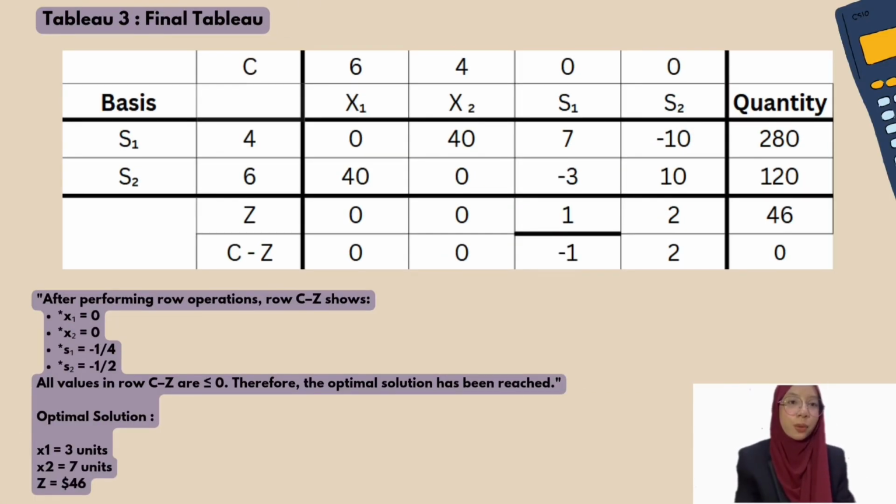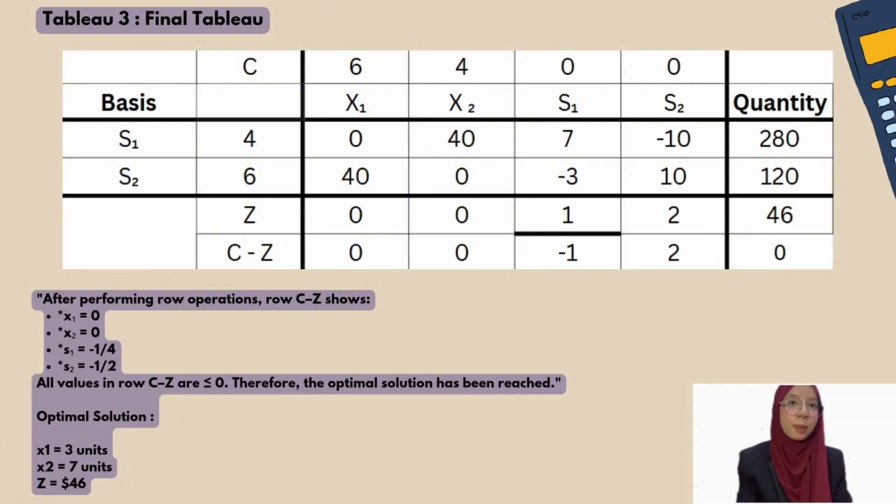Next, this is tableau 3, which is the final tableau. Now, we can see that all values in the C minus Z row are less than or equal to 0. Specifically, the value for X1 is 0, for X2 is 0, S1 is negative 1 over 4, and for S2 is negative 1 over 2. In a maximization problem, this condition, where all C minus Z values are 0 or negative, indicates that no further improvement to the objective function is possible. Therefore, we have reached the optimal solution.